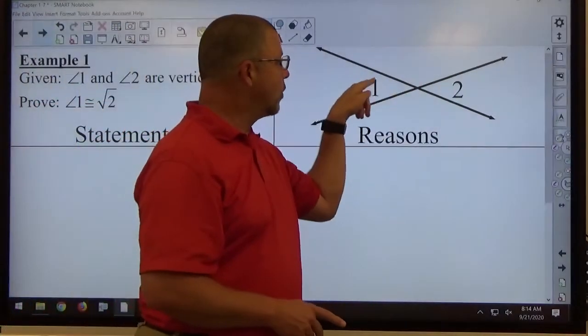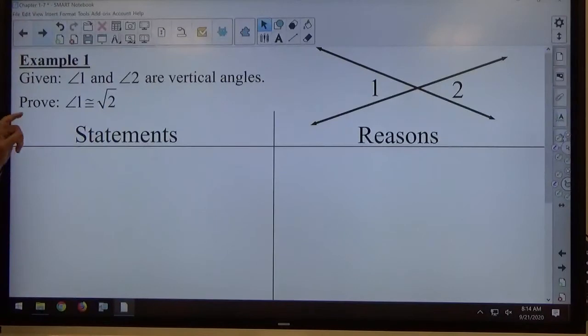So angle 1 and 2 are vertical angles, and we know that angle 1 and angle 2 are supposed to have the same measure. This is one of those things we've learned already, but we want to prove it. This is the vertical angle theorem. A theorem is like a postulate, except it's not as set in stone true. It's not as believable.